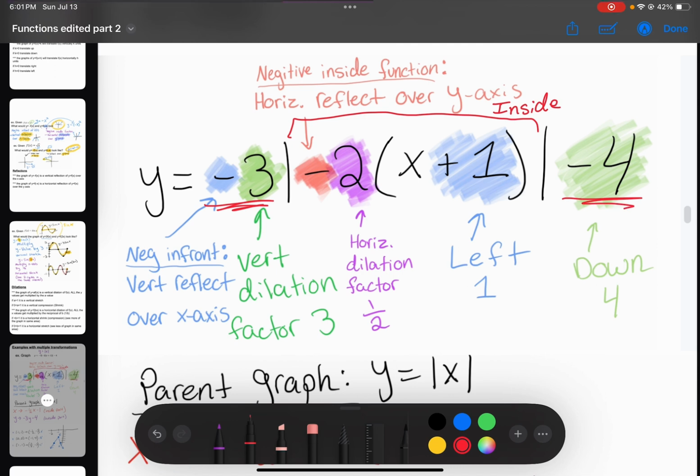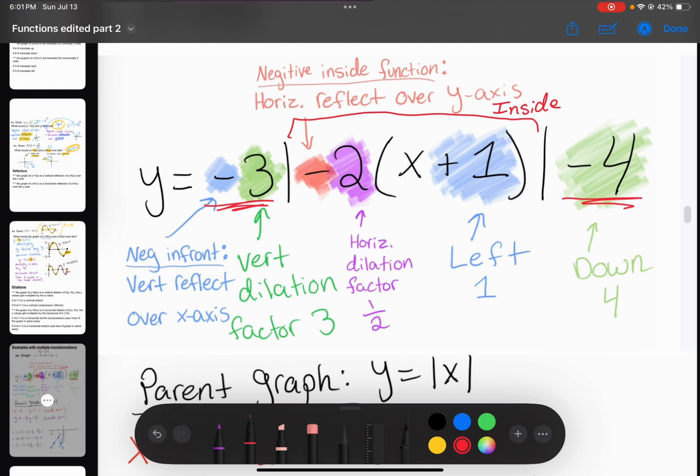So the inside of our function has a negative in front. That negative means a reflection over the y-axis. So the negative in front was a reflection over the x. The negative inside is a reflection over the y. That 2 is giving us another dilation, but instead of the factor being 2, it's 1 over that number. So 1 over 2 is our dilation factor.